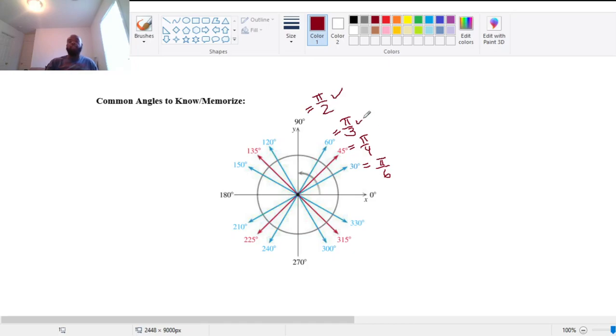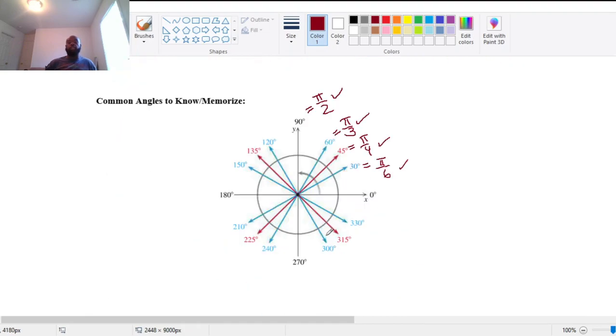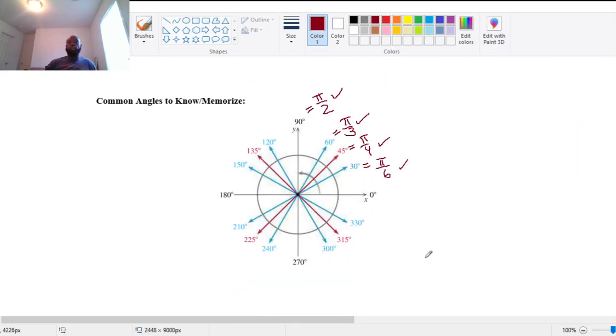So we found that one, that one, that one, and that one in the previous example, right? Pi over 6 is 30 degrees, pi over 2 is 90 degrees, pi over 4 is 45 degrees, and 60 degrees is pi over 3 units. What you want to do is find these other ones around our unit circle.